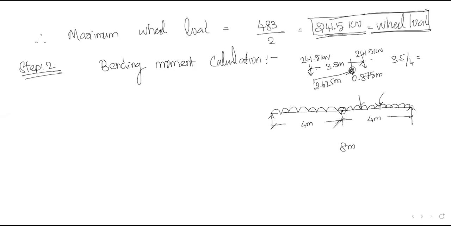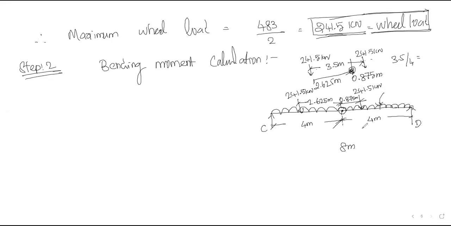Okay, so 241.5 kilonewton, and here it is 241.5 kilonewton. From here to here the distance is 0.875 meter, and from here to here it is 2.625 meters. The centroid of the section is going to be placed like this, so this will give the maximum bending moment. Now I'm going to take this support as C and this support as D.